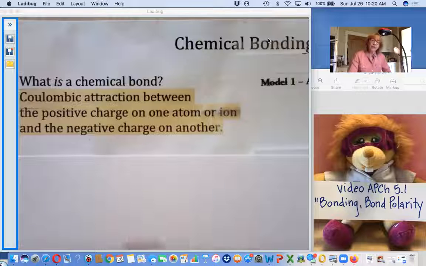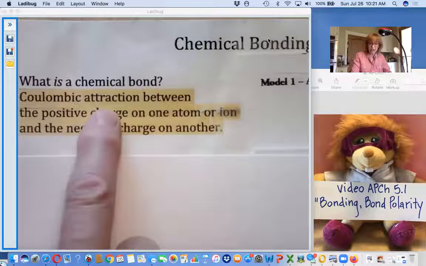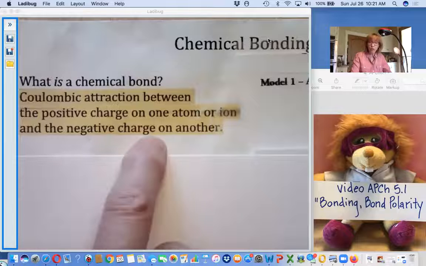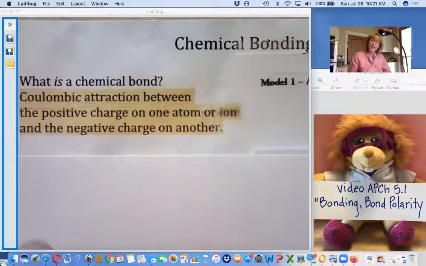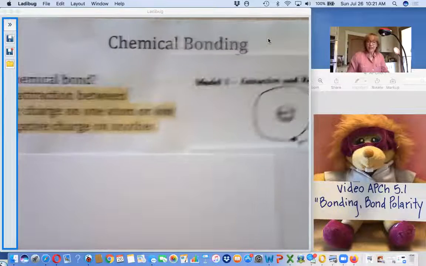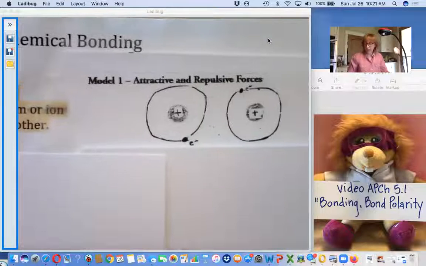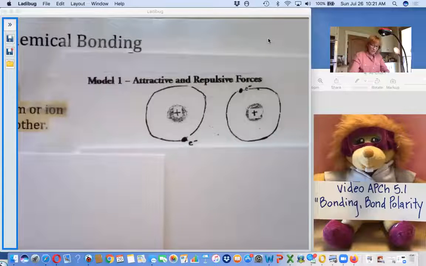So, there is a misconception about bonds between atoms. There's a tendency for us to think of this bond as a physical thing, a stick, a string, a spring. It is not anything physical. It is simply the Coulombic attraction between the positive charge on one atom or ion and the negative charge on another. So let's take a look at these two very simple atoms with protons in the nucleus.